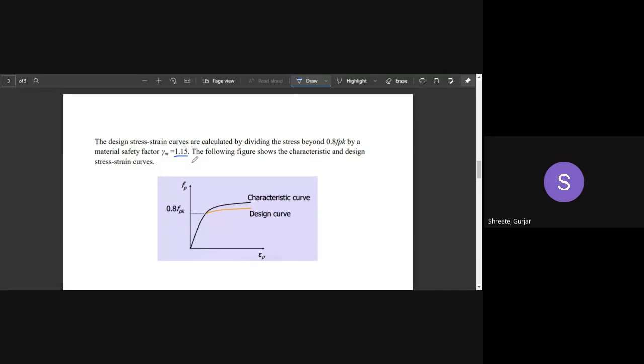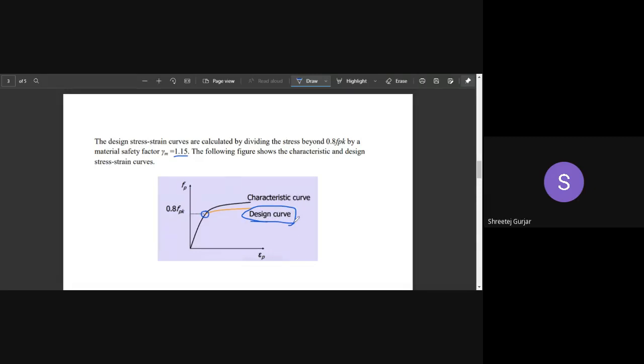So what we do is, beyond this 0.8 fpk value, we divide this entire curve by 1.15, and the corresponding curve that we get is called the design curve. So we divide our characteristic curve beyond 0.8 fpk by 1.15, and that curve is called the design curve. This design curve is what we use for design purposes.